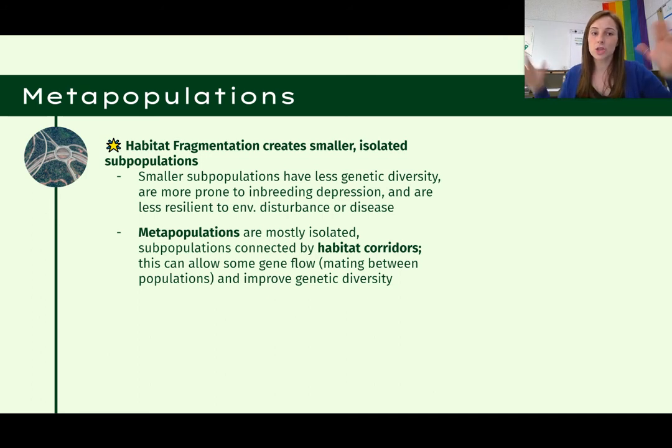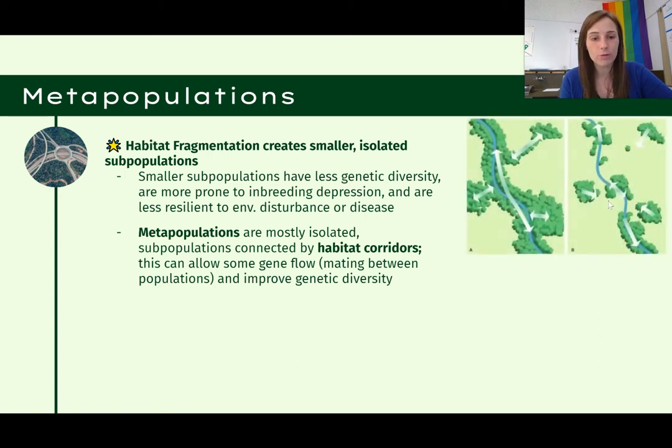Now, metapopulations are still considered part of one population. They aren't a whole new species, but they're going to be these subpopulations that are connected by habitat corridors. So there's a little bit of gene flow that can happen, mating between these populations, that can help improve genetic diversity. So this is better than total isolation, but still not great.